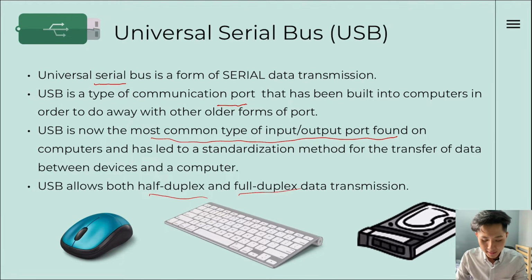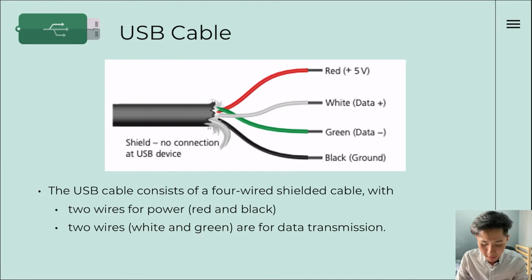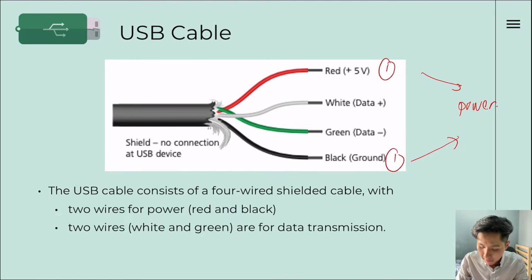Okay, so that's USB. And a USB cable, if you were to dissect it, you will find 4 cables. The red and black cables are for power. You will notice that sometimes your USB cable will be able to charge a phone. And the white and green cables are for data transmission.